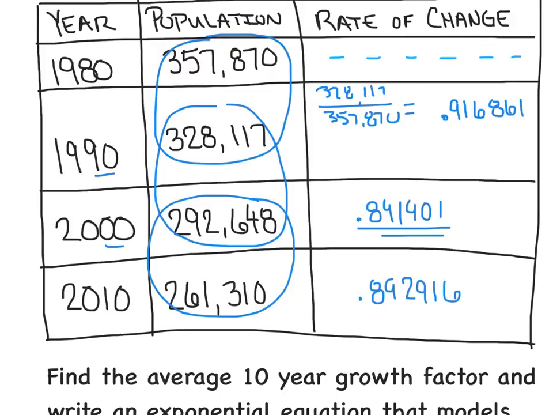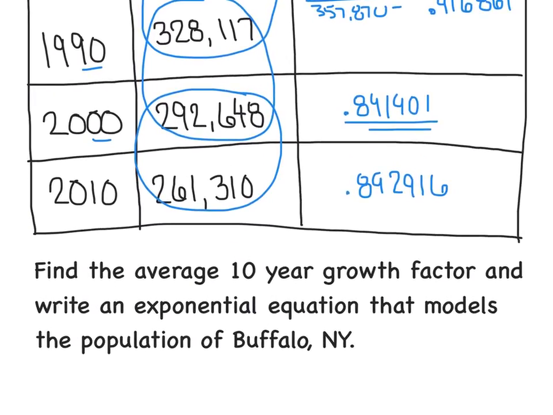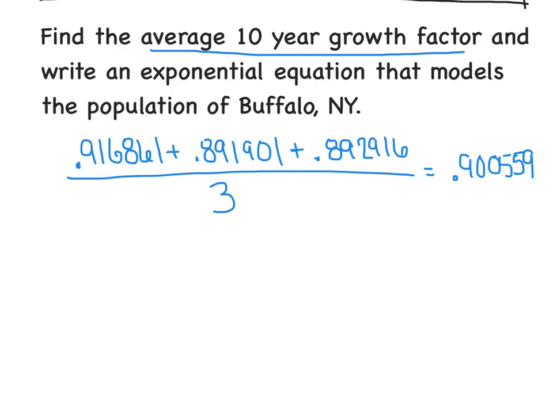Now, interestingly enough, what they want me to do is find the average 10-year growth factor. So in other words, take the three answers we just got and average them together the same way that you might average your 3 test scores together. We're going to add them together and divide by 3. So again, here's what I'm doing. I'm taking this number, adding it to this number, adding it to this number, and then dividing by 3. And I ended up getting an average rate of change of 0.900559. So that's telling me on average every 10 years the population drops about 10%.